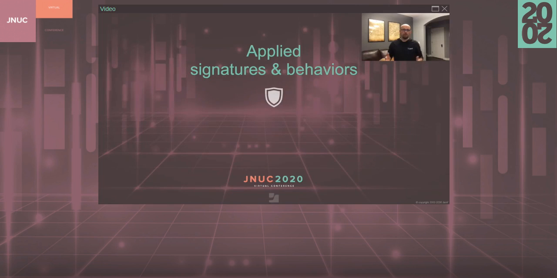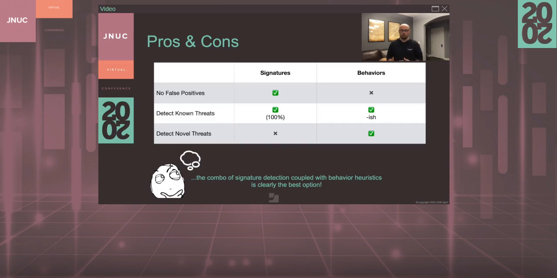So now we'll take a look at how we've applied signatures and behaviors in the real world. But first, let's do a little bit of review. The two different types of detections that we've discussed both have strengths and weaknesses. So signature-based detections, although a little more old school, allow us to easily detect and even prevent known malware at a very low false positive ratio. This is because we use indicators that have already been identified as malicious in the past.